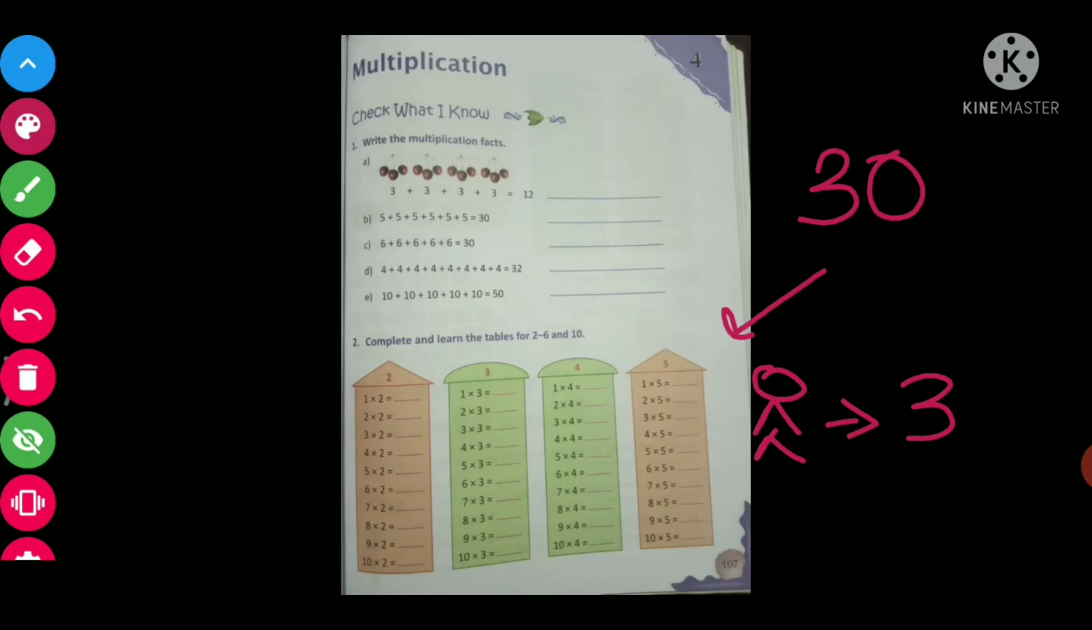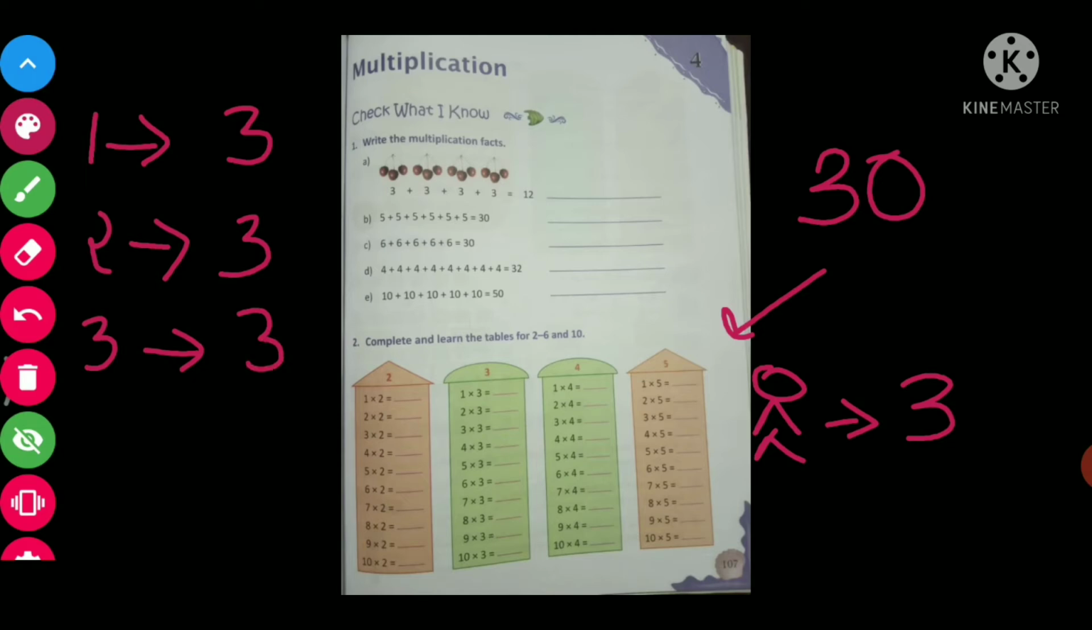We can find it in 2 ways. The first way is: one student means 3 chocolates, so 2 students, 3 chocolates, and the third student also gets 3 chocolates. Like that we can add 3 plus 3 plus 3, 30 times, in order to find how many chocolates we must have.